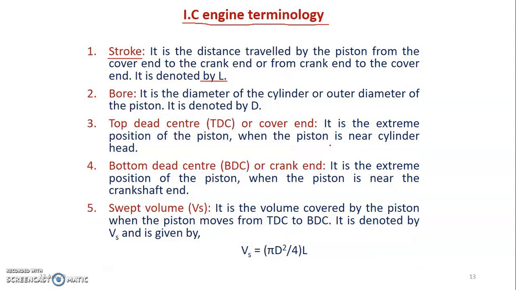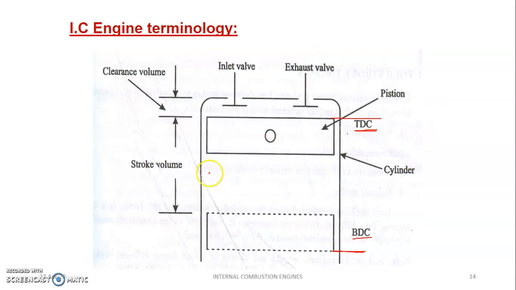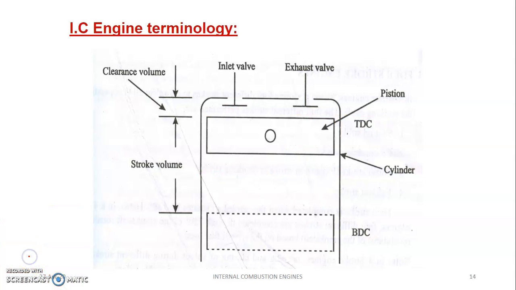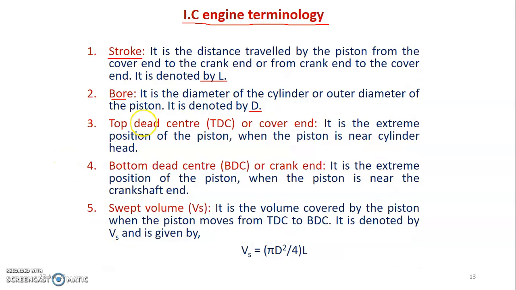We'll go to the next terminology, that is called bore. It is the diameter of the cylinder or the outer diameter of the piston, and it is denoted by the capital letter D. We can see this in this diagram. This is the diameter of the cylinder. This diameter we call bore in the internal combustion engine, or we can call the diameter of the piston also a bore. So we'll go to the next terminology, top dead center.